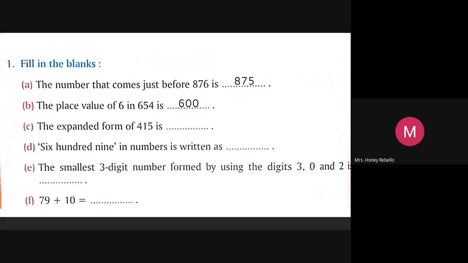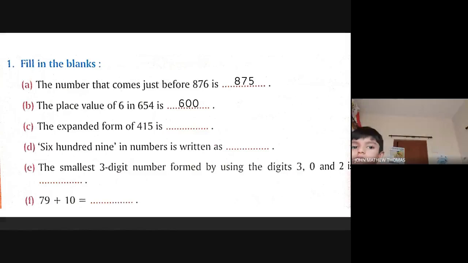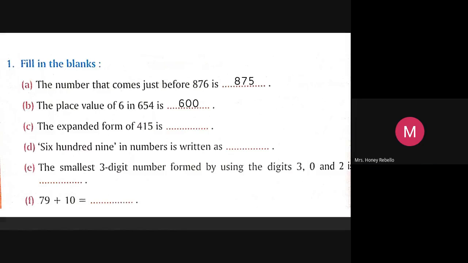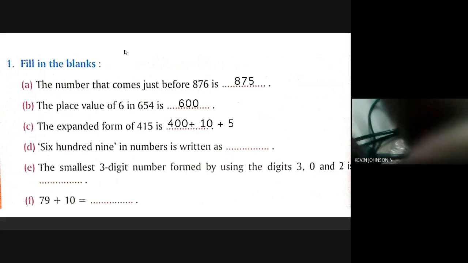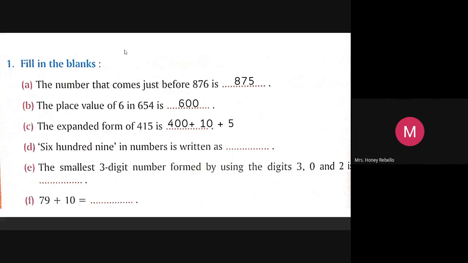Okay, I'm going to the next. You won't get marked. Kevin, please tell me the answer. Expanded form of. Just see the other children and see how they are answering. 400 plus 10 plus 5. Very good. Those who have not done, I'm minusing mark. I won't give you mark.